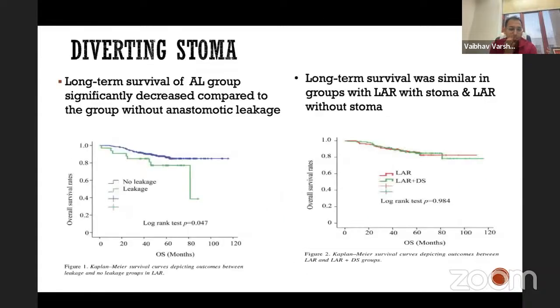But if you see the survival benefits, it has been seen that if the patient has an anastomotic leak, the long-term survival is significantly decreased. But whether you have done a stoma or not, the long-term survival is similar. So this study favors that if you are doing a stoma, the survival is similar. And if there is an anastomotic leak, it will lead to a decrease in the long-term survival.